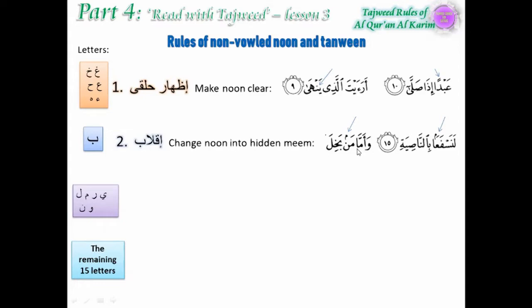The next one, you see here the noon as-sakina followed by ba. So we say وَأَمَّا مَنْ بَخِلَ in this way.